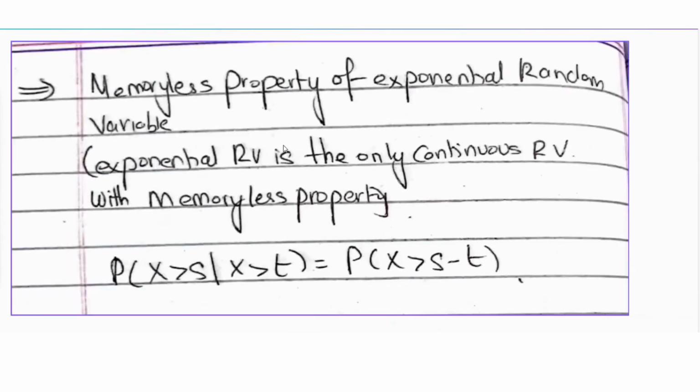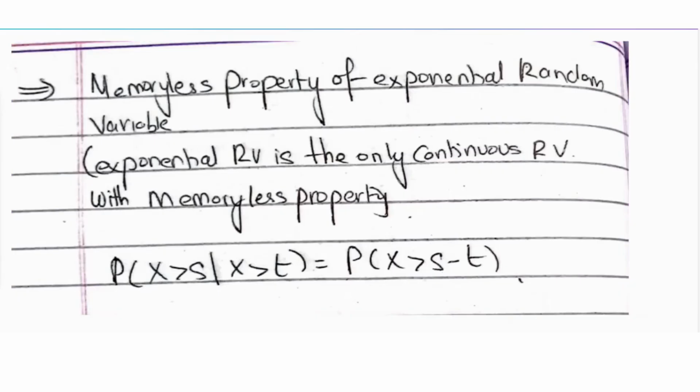Then we move on to the memoryless property of the exponential random variable. The exponential random variable is the only continuous random variable with the memoryless property, just like the geometric random variable is the only discrete random variable with the memoryless property. The memoryless property says the probability X is greater than s given X is greater than t is simply the probability X is greater than s minus t. So this allows us to write any conditional probability involving an exponential random variable in the form of an unconditional probability.